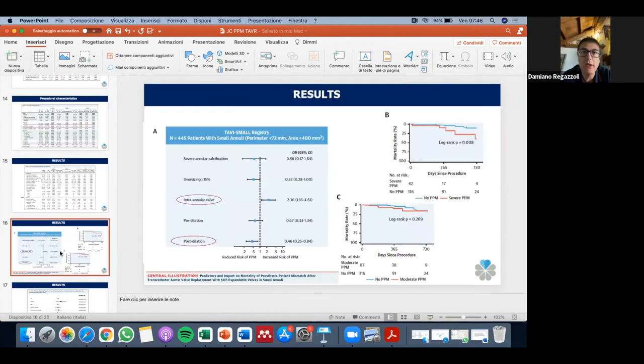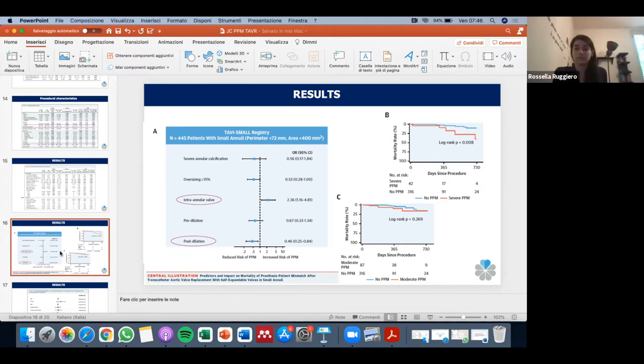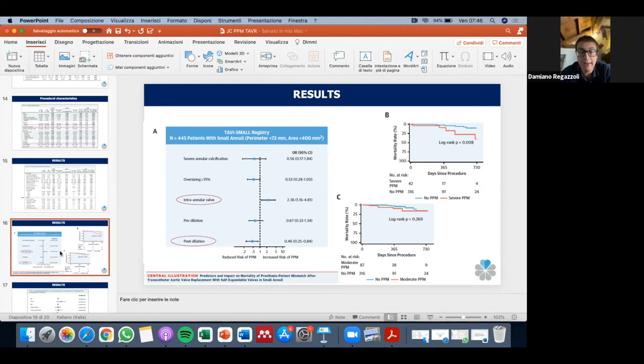Every paper that is published said that severe patient prosthesis mismatch is a big deal. Probably not in the first year. And I think that the problem is that in the first year, patient prosthesis mismatch is overcome by other confounders like paravalvular regurgitation, permanent pacemaker implantation, and complication of pacemaker implantation, and vascular access complication, and the procedural related complication. So the first year is not the perfect time frame to evaluate patient prosthesis mismatch, but probably patient prosthesis mismatch is a problem after the first year, at least after the first year.